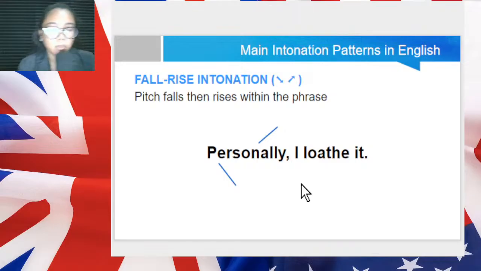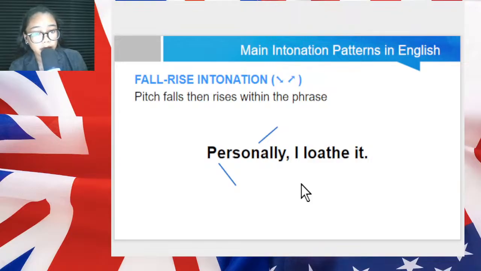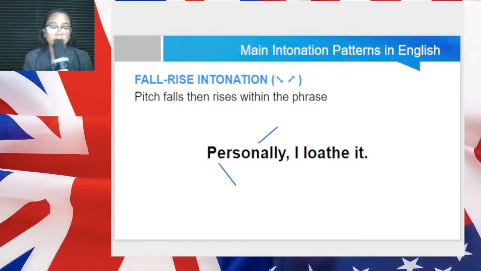Now, this vocal movement adds layers of unspoken meaning. It suggests that while the speaker genuinely holds this strong negative opinion, which is "I loathe it," there are likely some unstated reservations, implications, or qualifications. For instance, the fall-rise might subtly imply these messages. First is that while this is my strong personal opinion, I understand or acknowledge that others might not share it.